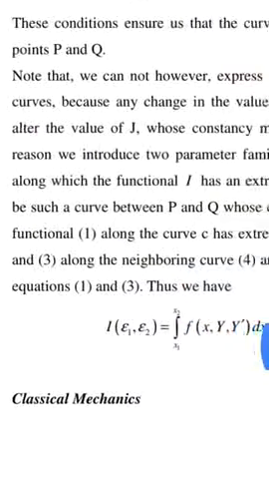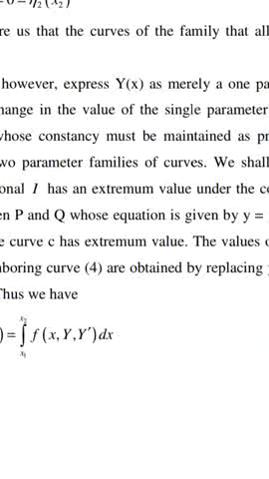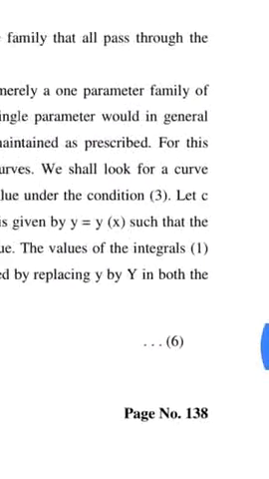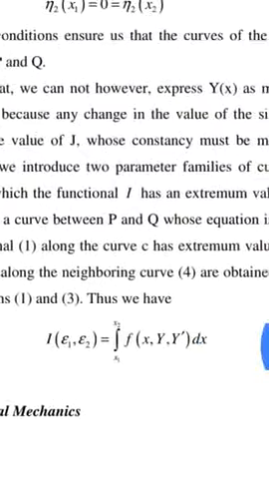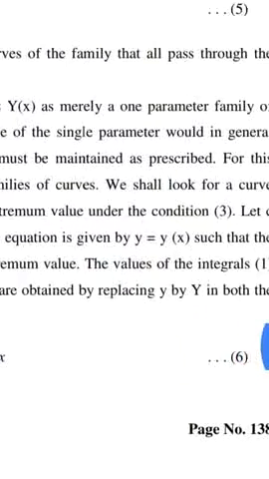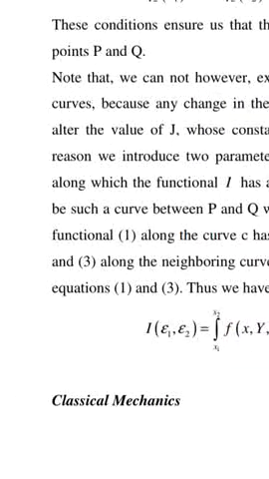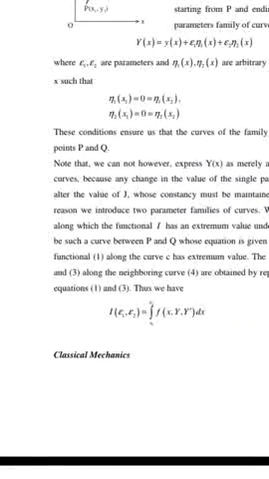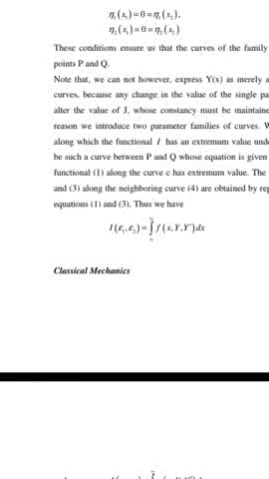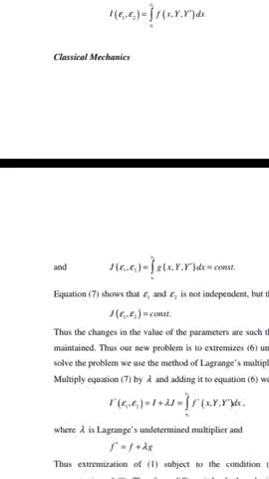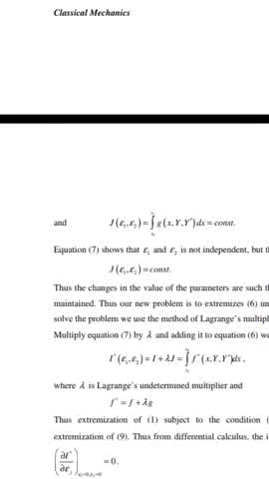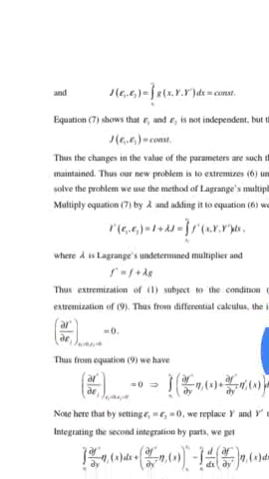Note that we cannot, however, express capital Y of x as merely a one-parameter family of curves, because any change in the value of the single parameter would in general alter the value of J. It is given by I of epsilon 1, epsilon 2 is equal to the integral from x1 to x2 of f of x, y, y dash dx, and J of epsilon 1, epsilon 2 is equal to the integral from x1 to x2 of g of x, y, y dash dx is equal to a constant.